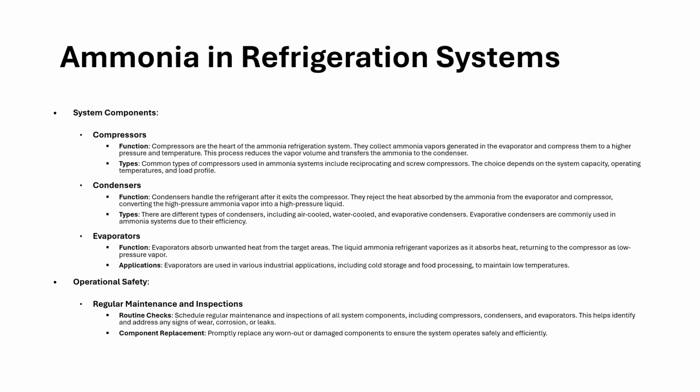Condensers. Condensers handle the refrigerant after it exits the compressor. They reject the heat absorbed by the ammonia from the evaporator and compressor, converting the high-pressure ammonia vapor into a high-pressure liquid. There are different types of condensers, including air-cooled, water-cooled, and evaporative condensers. Evaporative condensers are commonly used in ammonia systems due to their efficiency.